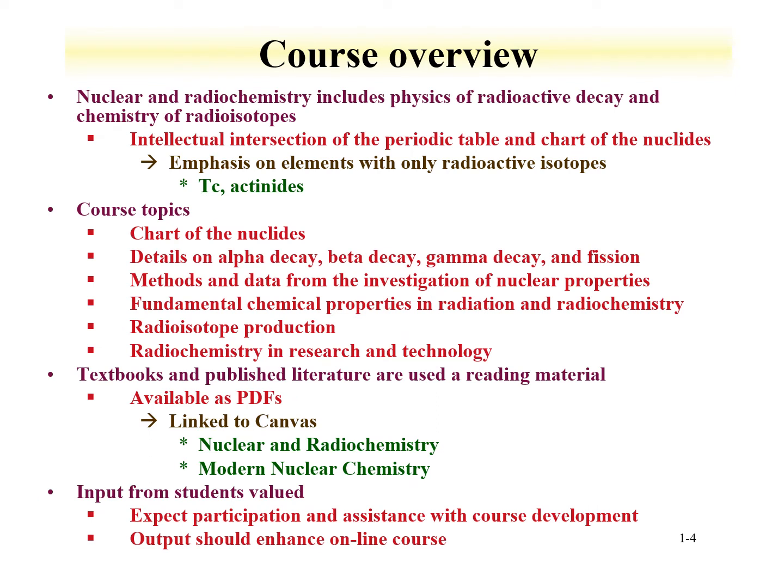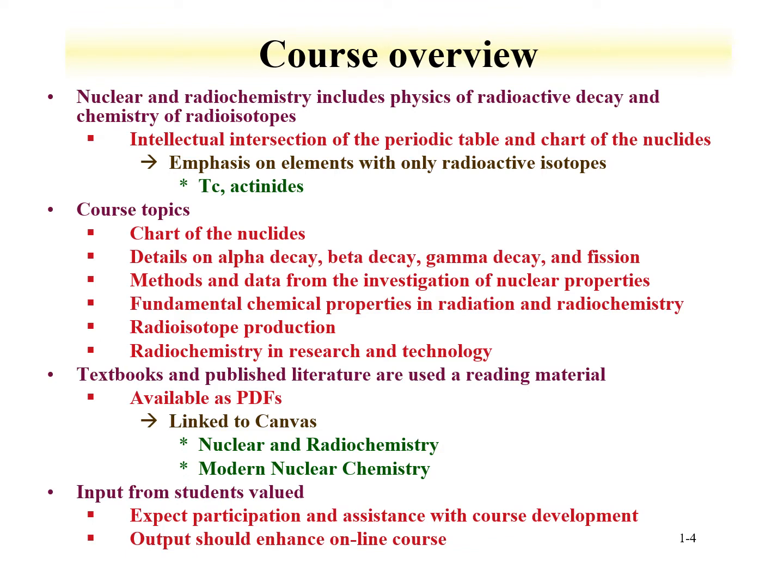The course includes the physics of radioactive decay and the chemistry of isotopes. Fundamentally, radiochemistry is at the intersection of the periodic table and the chart of the nuclides. The periodic table has structure, as chemists understand, that is based upon the electrons, whereas the chart of the nuclides has structure and describes properties that are based upon how the nucleons, the neutrons and protons, are engaged in the nucleus. So: periodic table, electrons; chart of the nuclides, neutrons and protons within the nucleus.